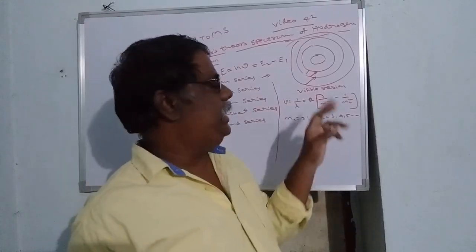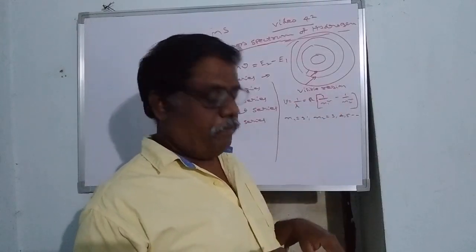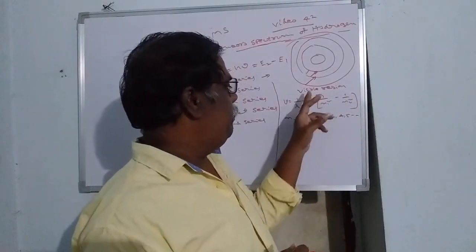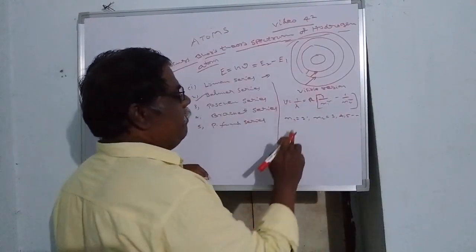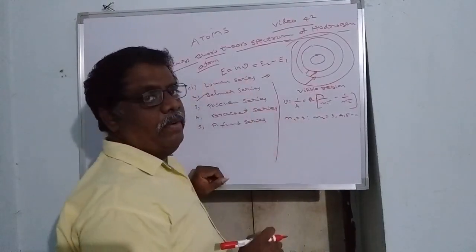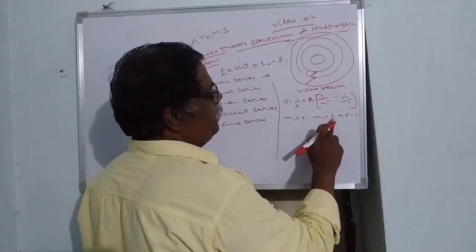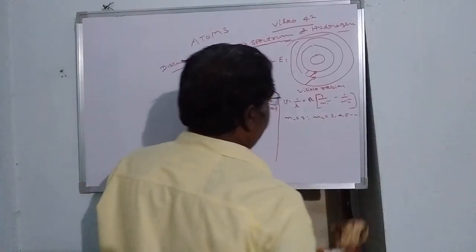That means in the Balmer series, the electron may jump from the outermost orbit to the second orbit, and it will be in the visible region. n1 value will be taken as 2, because already 1 was taken for n1 in the Lyman series. Now n2 will start with 3, 4 and 5.